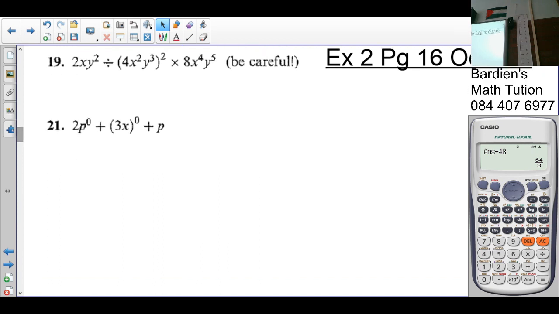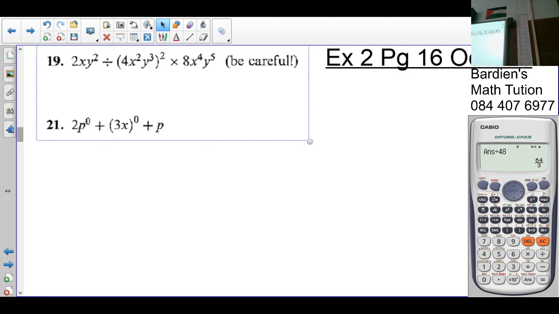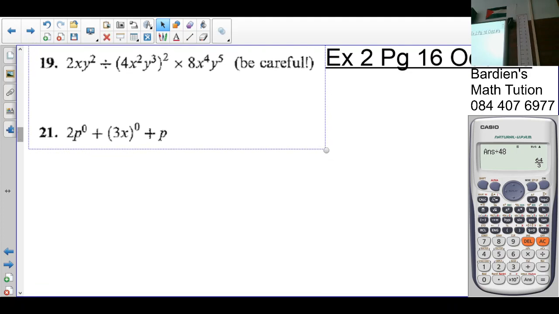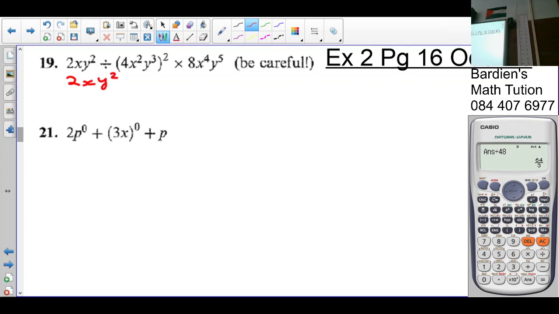Okay, the next one. Number 19. Be careful. So what do I do here, besides being careful? We can write this as 2xy squared. Divide means to say it's over. What is 4 squared? 16x. I'm applying the square. 16x, 4y 6. Okay. Times 8x4 y5.